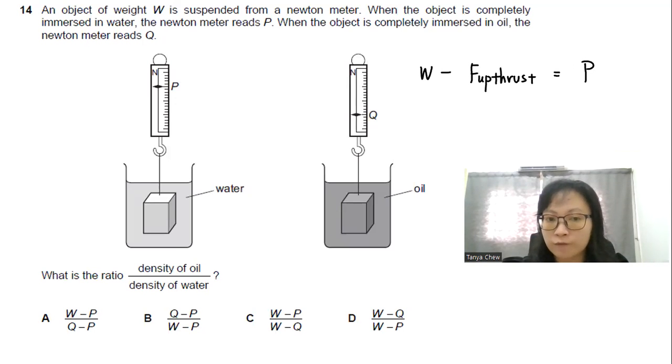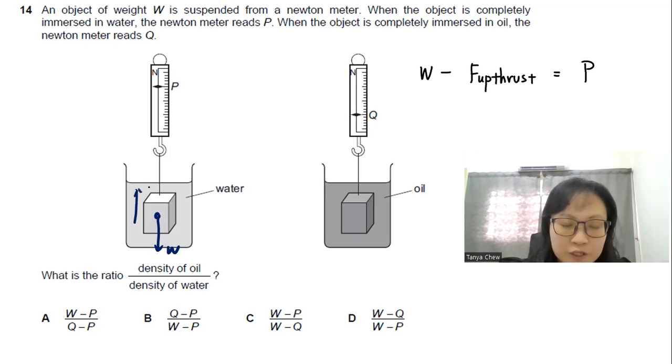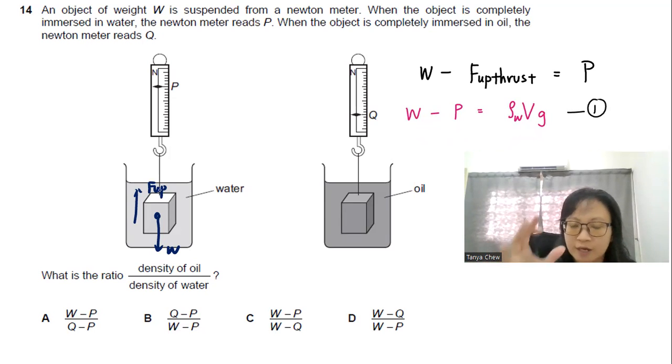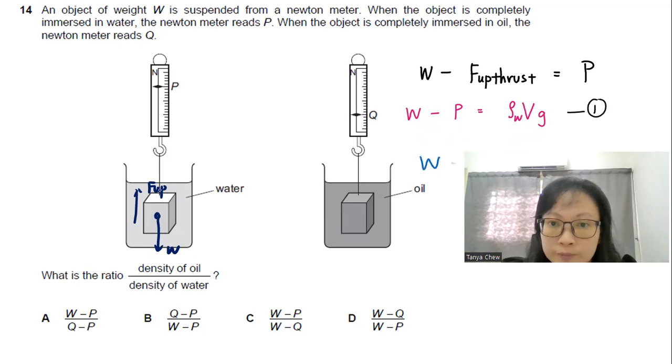First of all, identify all the forces that are acting on the object. For P, I have weight, which is W. Since the object is immersed in water, there will be upthrust force acting. I would say that my weight minus my upthrust force gives me the reading on the Newton meter. W minus upthrust is equal to P. Making upthrust the subject, W minus P is equal to upthrust, which is equal to rho Vg. Rho w means the density of the water.